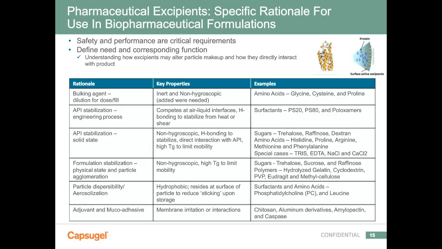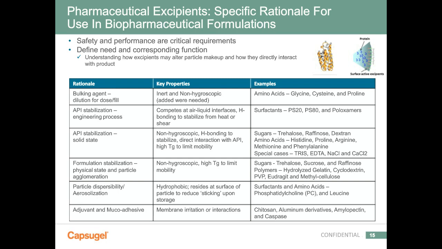So I wanted to break down in this slide the specific rationales for the biopharmaceutical formulations and what excipients we look at in each case when looking at feasibility studies. So the rationale, as I said before, may be a bulking agent. You just need something for dilution steps, so something that's inert that won't pick up water. Typically, an easy way of doing this is adding something like glycine, cysteine, proline, just a basic amino acid.